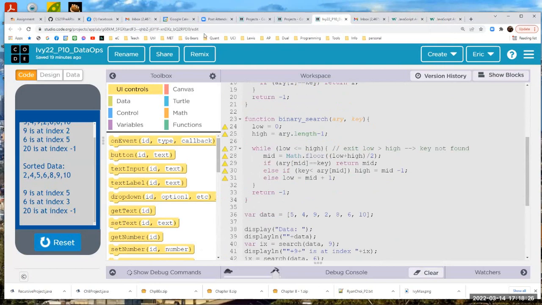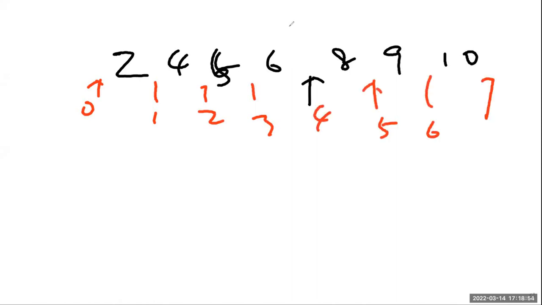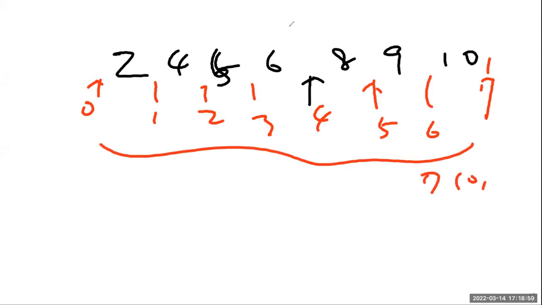So let's look at the insert first. Let's assume that we have this data 2, 4, 6, 5, 6, 8, 9, 10, and I'm trying to insert 7 here. For insert, first you need to know about the insert location. Insert location here is 0, 1, 2, 3, 4, 5, 6, 7. So you have 7 elements, and the insertion locations are from 0 to 7.